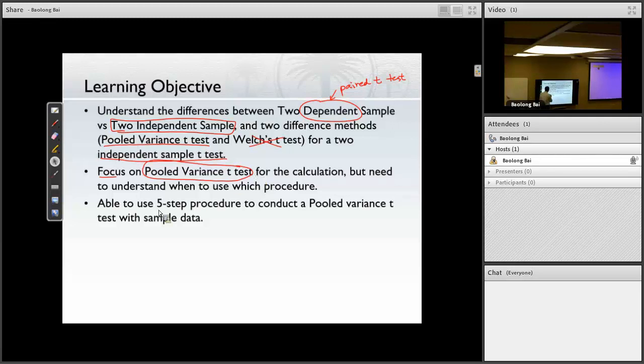And then for any hypothesis test, you need to use a 5-step procedure, right? And for all the hypothesis tests, even though I didn't list it here, you need to understand the type 1 error, type 2 errors. Okay.